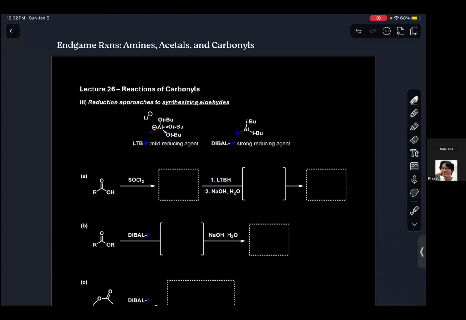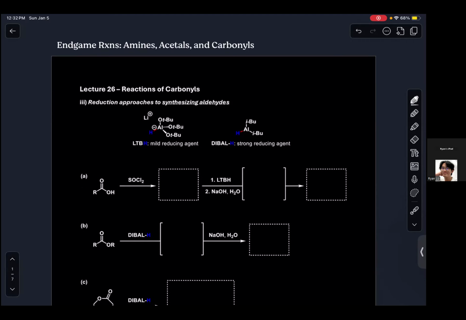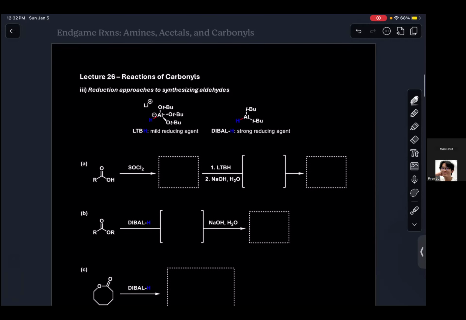Let's go ahead and talk about the worksheet, and then from there we're basically going to be done. I'm so excited. So with that being said, let's talk about some more reducing agents. We'll begin with that. LTBH is a mild reducing agent. DIBAL-H is a strong reducing agent.